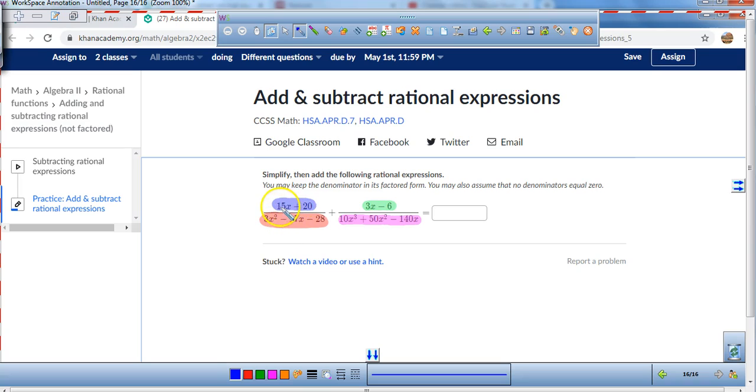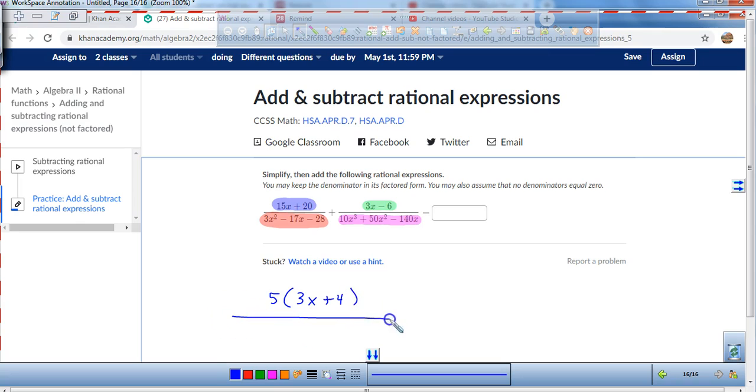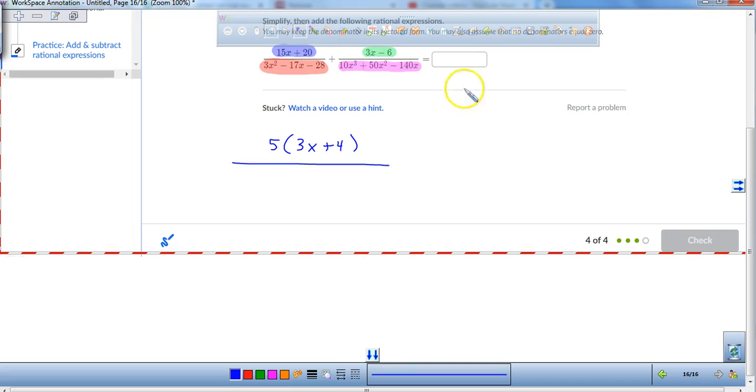So what's common between a 15 and a 20? That number is 5. So I'm going to put 5 in parentheses, 3x plus 4, all over. And right now I'm going to put a 3x and an x. Then we have to think about the factors of 28. The only factors of 3 are 3 and 1. That's why I have a 3x and an x.